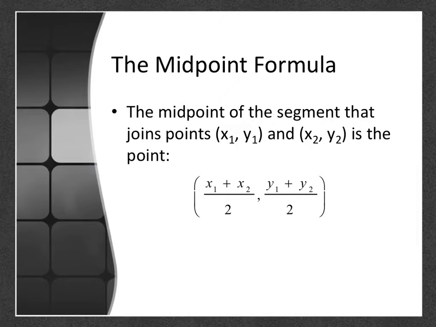Okay, midpoint formula. The midpoint of this segment that joins points x1, y1, and x2, y2 is the point x1 plus x2 divided by 2 and y1 plus y2 divided by 2. So this is your coordinate geometry. It's taking things that you can apply to segments and also applying it to things that are on a coordinate grid.